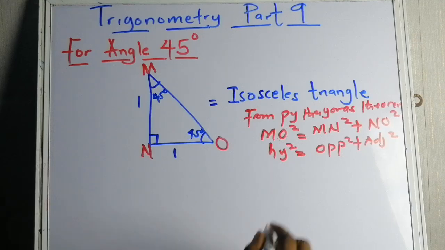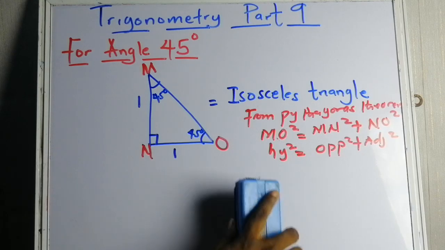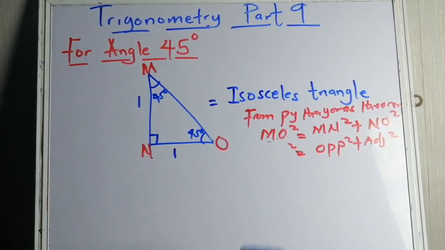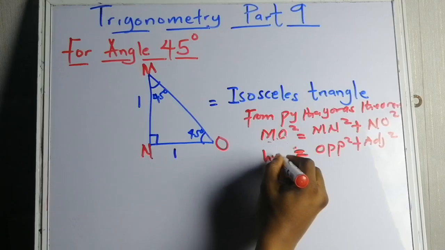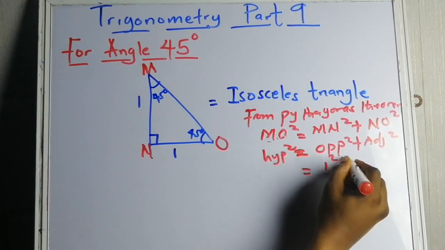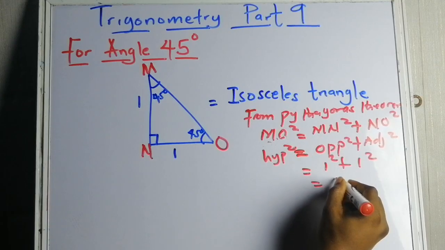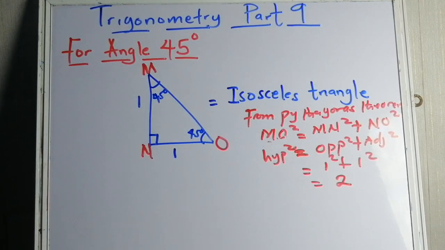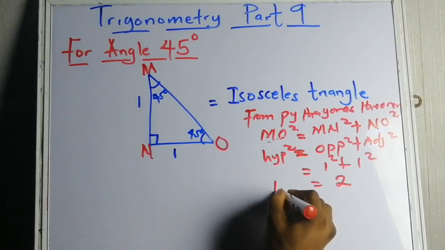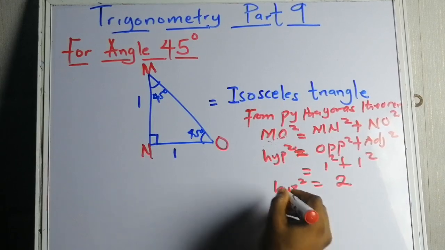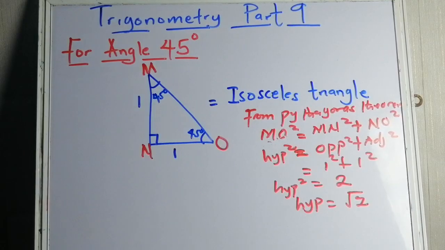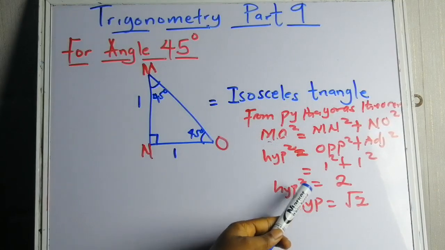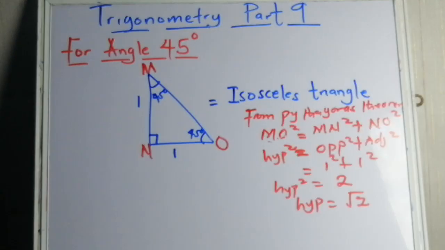Now, we already know our adjacent and opposite sides to be 1, 1. So it means hypotenuse square is 1 square plus 1 square, which is 2, since 1 square is the same thing as 1. For us to get the hypotenuse, we find the square root of both sides. So the hypotenuse will be root 2.